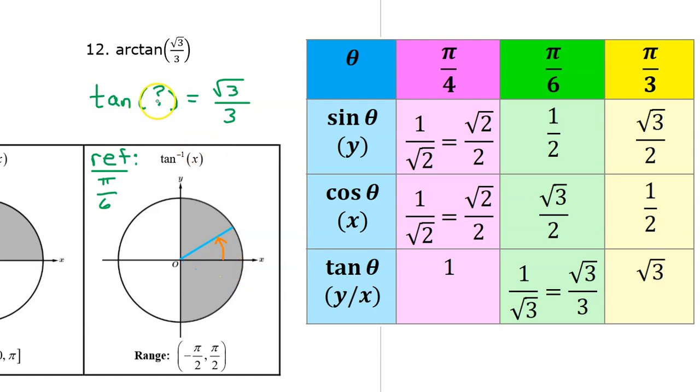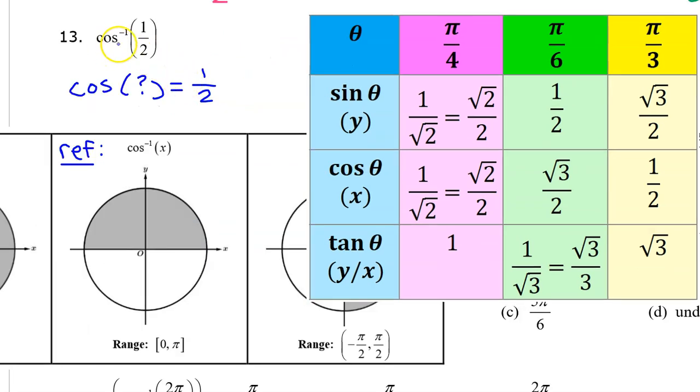In this case, we want tangent to be positive radical 3 over 3, so we go with the first quadrant. The angle in the first quadrant with a reference angle of pi over 6 is pi over 6 itself. So that's the answer.